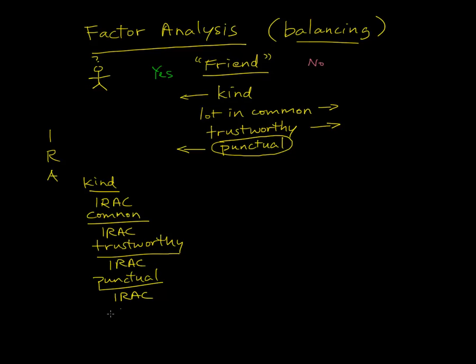We add a step of weighing all of the different factors against each other or balancing them. Okay, so we explain how we balance them. So not just which way they cut, but, well, kindness is really important, so even though the person is not that trustworthy and not that punctual and only has a little bit in common with us, that's okay. And we still say on the whole the person is a friend, for example. Okay, so on the whole, after weighing all of the factors, we decide whether the person is a friend or is not a friend. And then we give our conclusion. The person is or is not a friend.